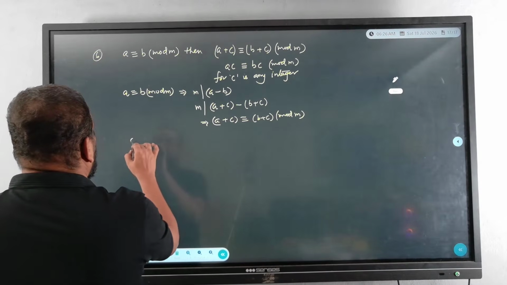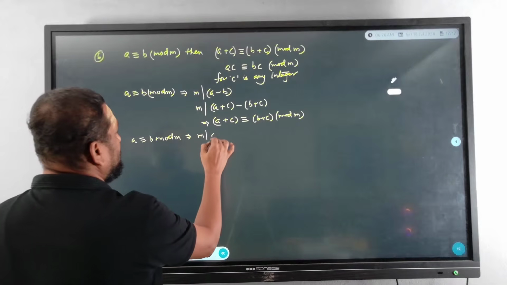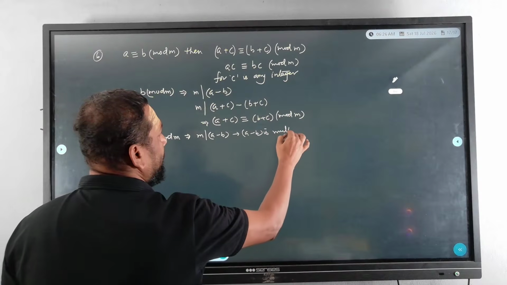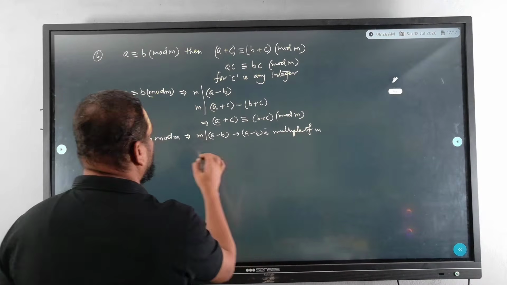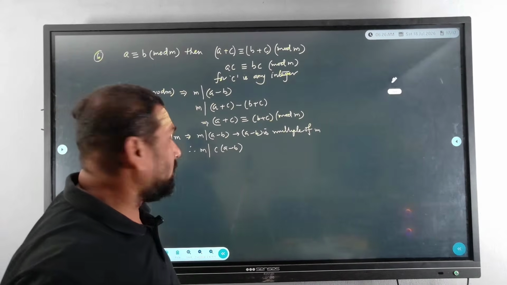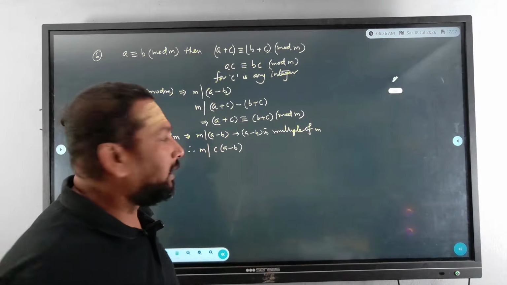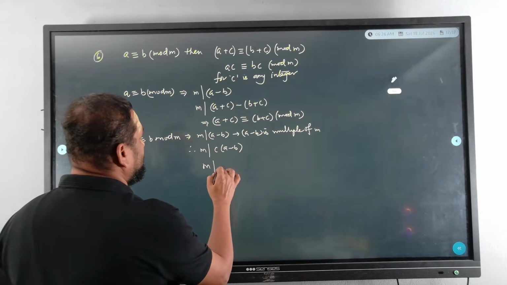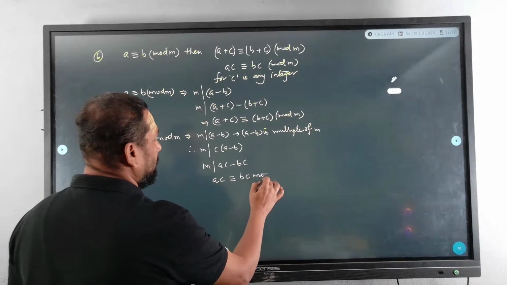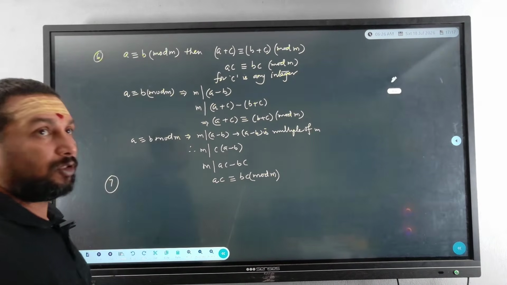Next, a congruent to b mod m. M divides a minus b. So a minus b is a multiple of m. Therefore m divides c times a minus b. Because a minus b is a multiple, whatever the c, nothing to worry, because a minus b times c is divisible by m. So m divides ac minus bc. So ac congruent to bc mod m. That is the 6th property. Now the 7th property.